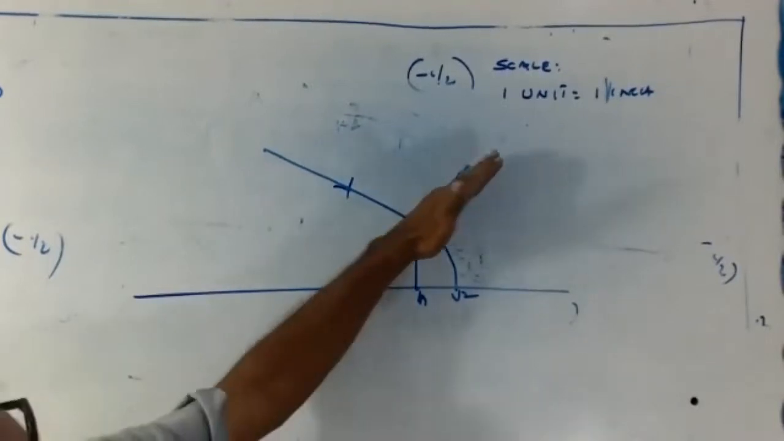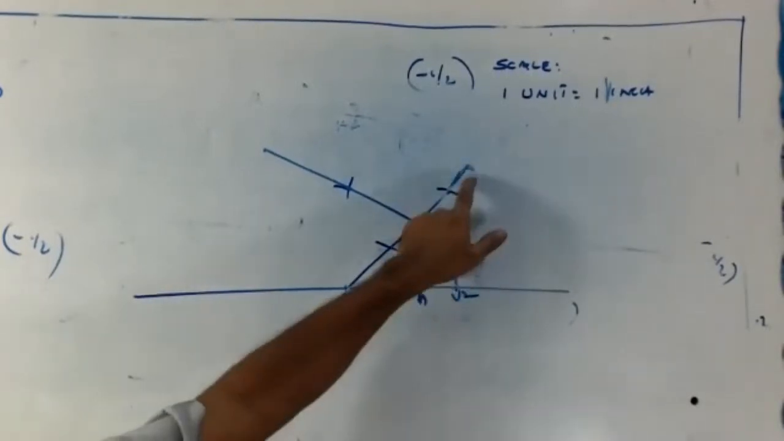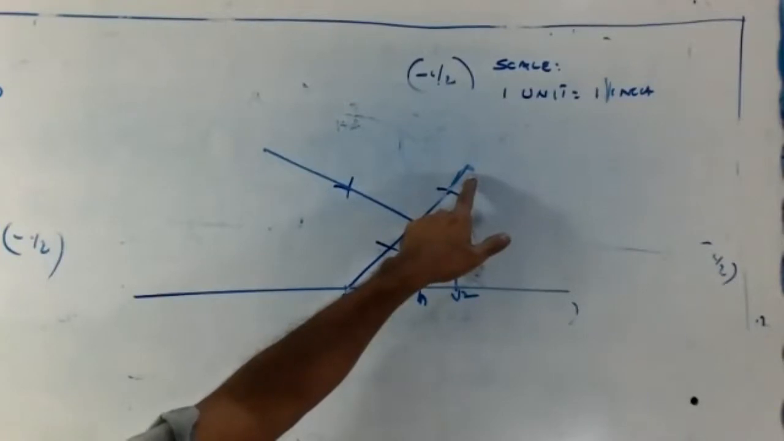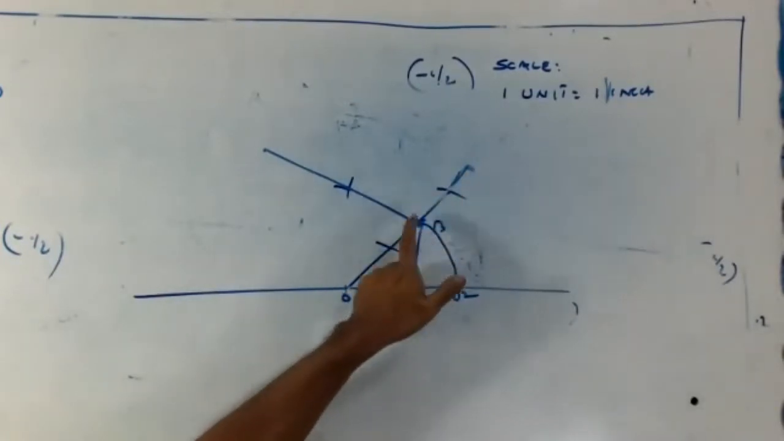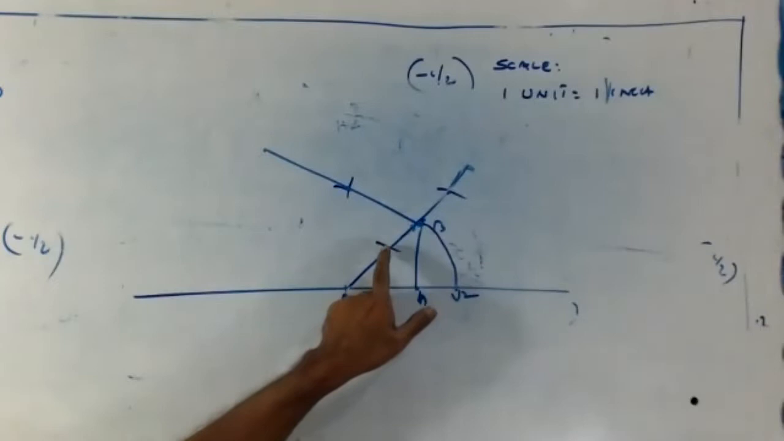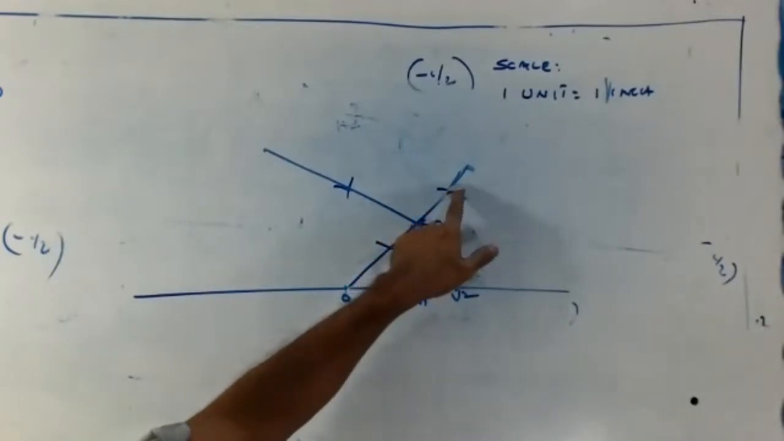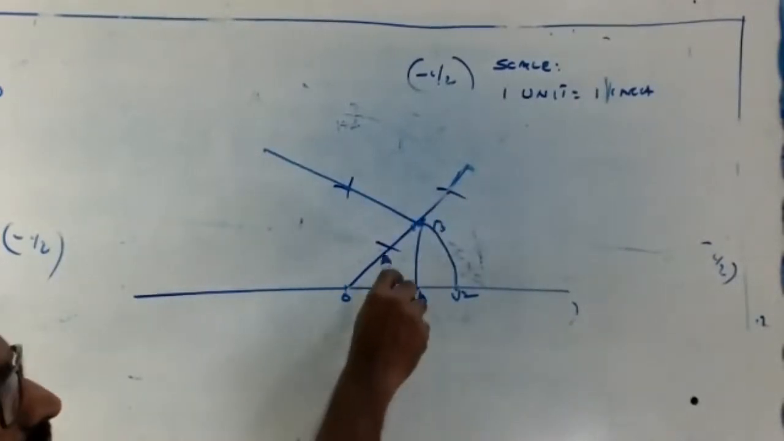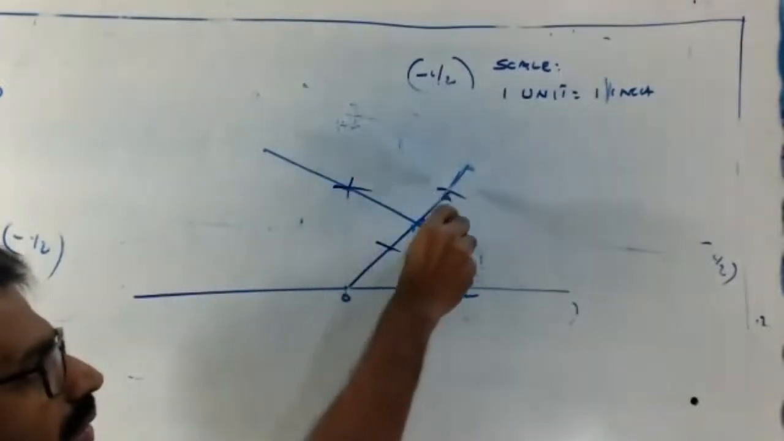Make the line a little extended. Then keep the compass here and draw one arc here, one arc here. Then keep the compass here and take an arc, arc here.